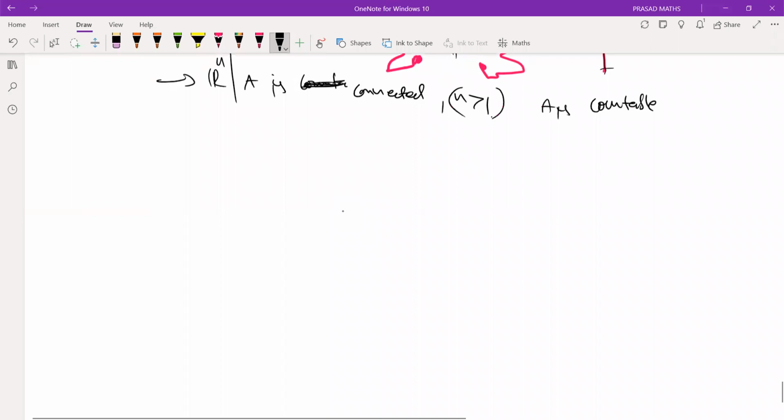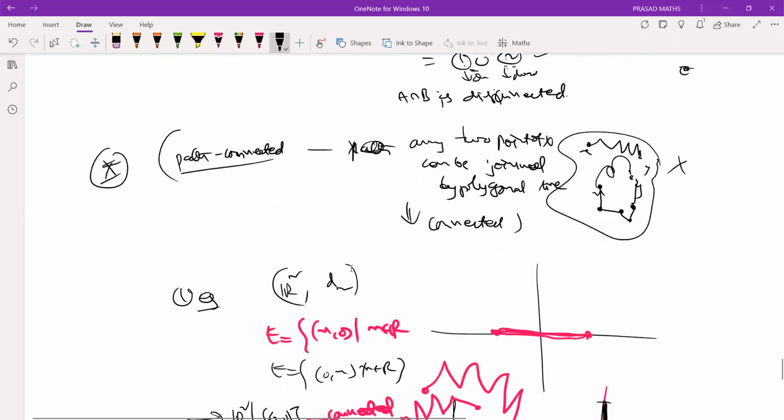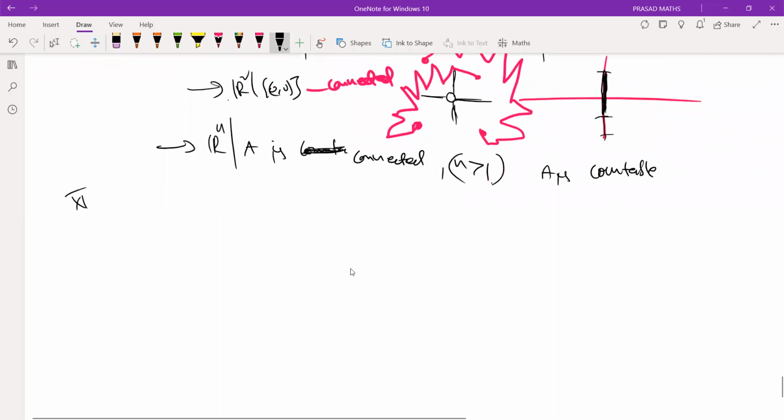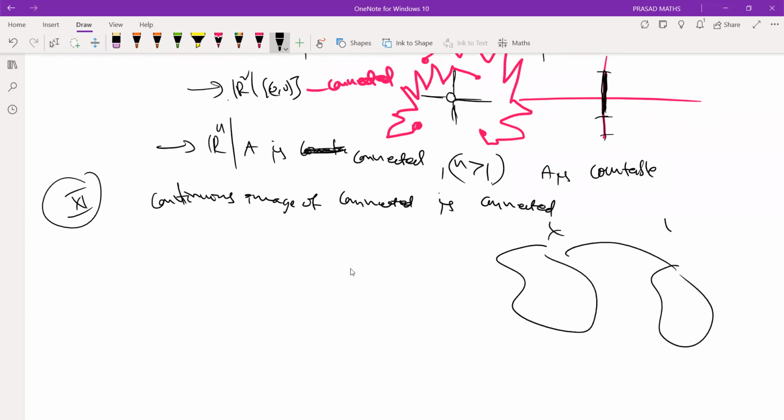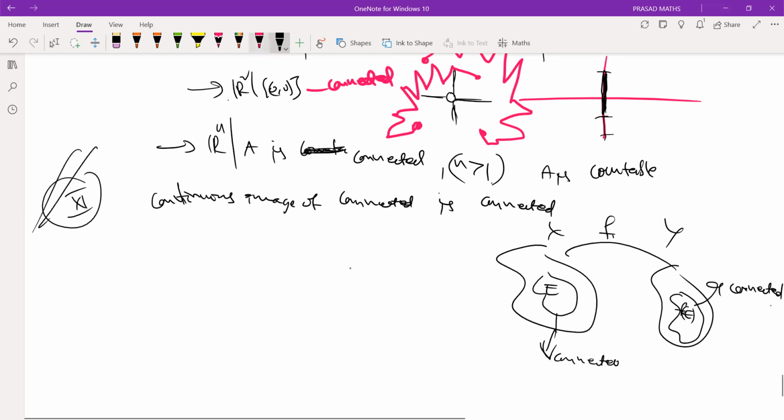Yes, sir. Next, the 11th property: continuous image of connected is connected. That means you take a continuous function from X to Y. Suppose E is my subset which is connected. Look at the image in Y, this is f of E. This is also connected under the continuous map. So this is a very, very powerful tool in metric spaces.